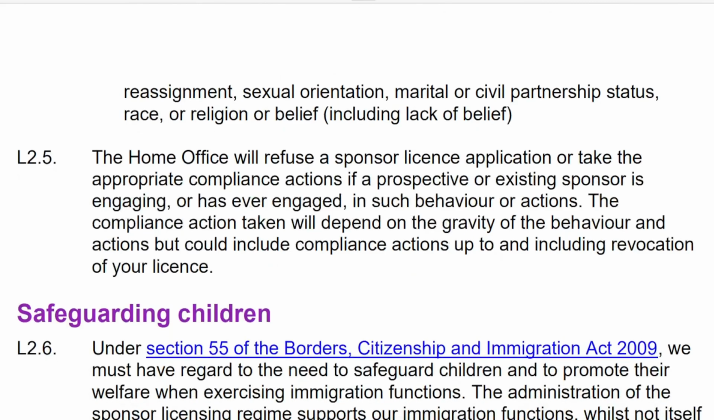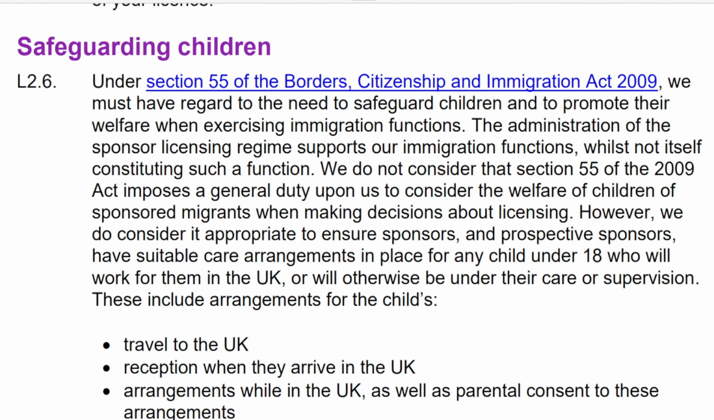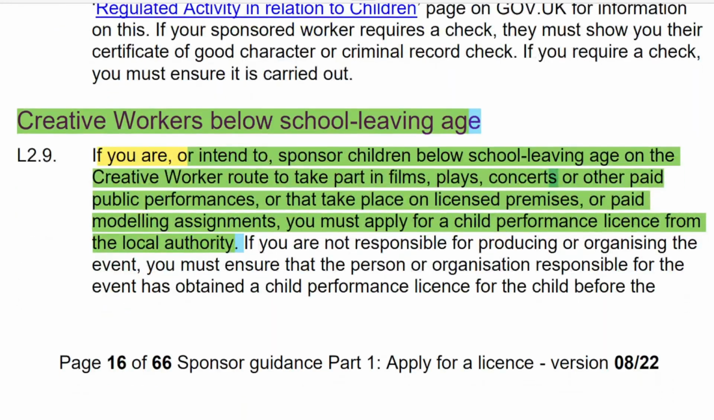Now let's discuss further. There is also a mention of safeguarding children, and in safeguarding children, it mentions creative workers below school leaving age. If you are or intend to sponsor a child below school leaving age on a creative worker route to take part in film, concerts, or other paid performances, in that case, you must apply for a child performance license from your local authority. This means that you need to apply for a child performance license from your council. It can be Edinburgh Council, London Council, Croydon Council, any council.